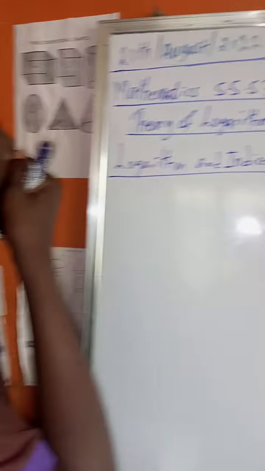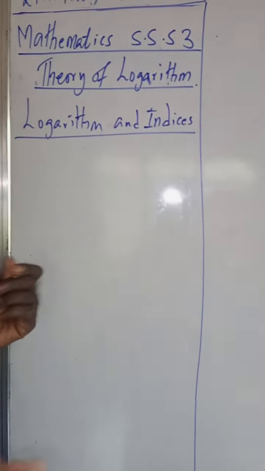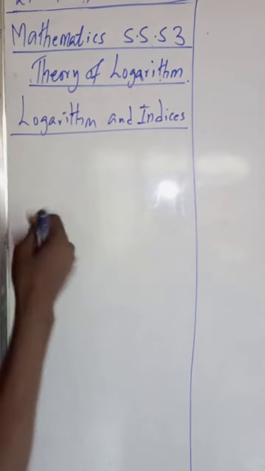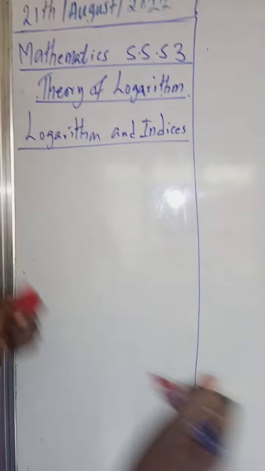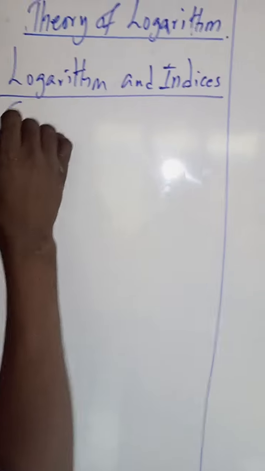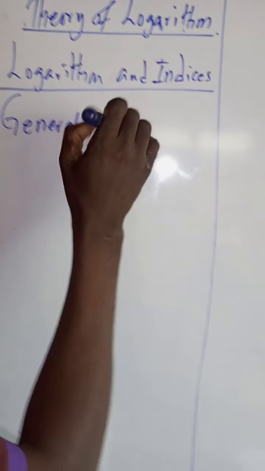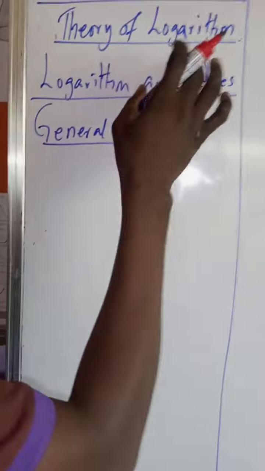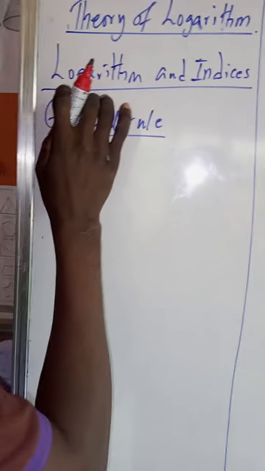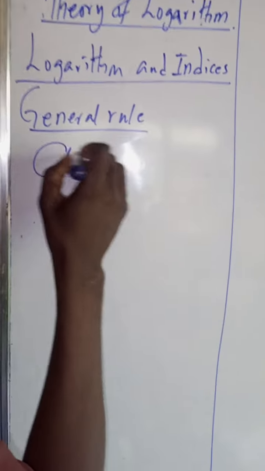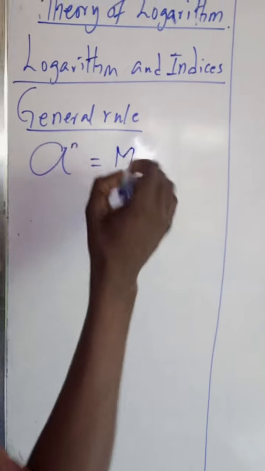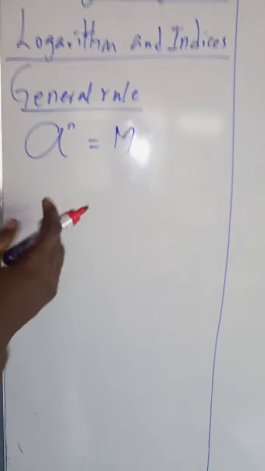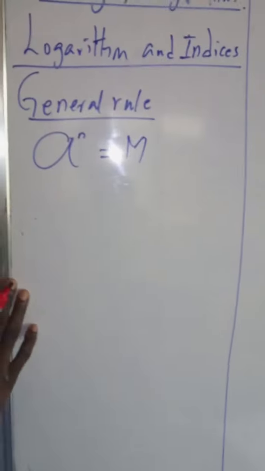So, theory of logarithm. Now we said there is a strong relationship between logarithm and indices. So let's now look at the one that I call the general rule, the general rule that binds logarithm and indices. Take for instance, we are given a raised to power n, which is equal to m. So this is in indices form.